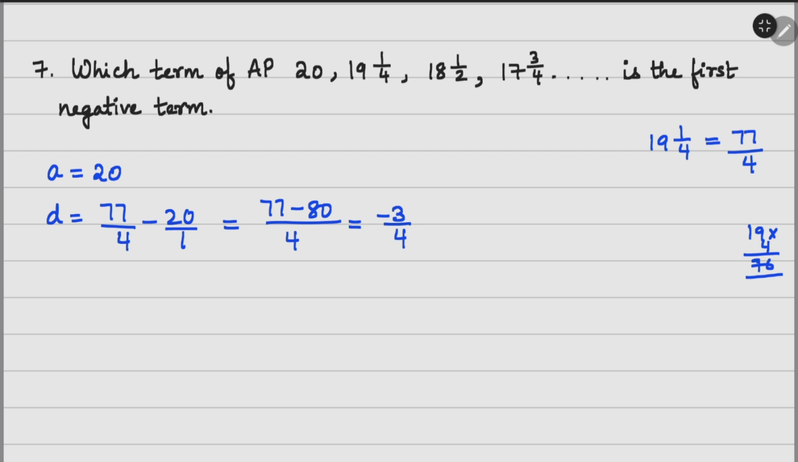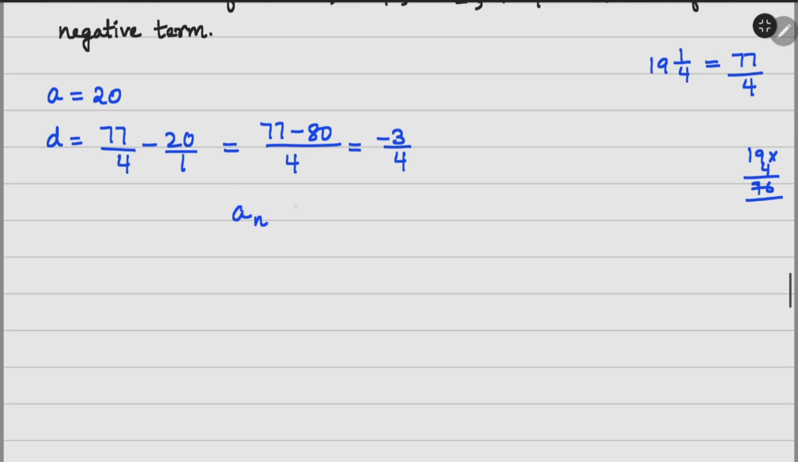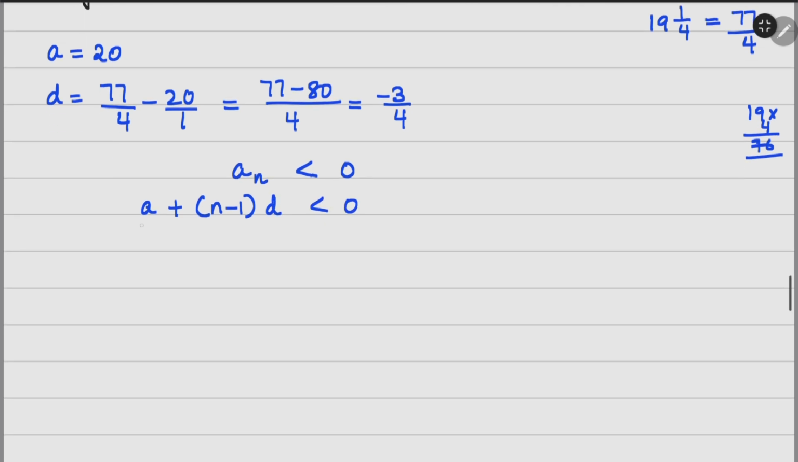You have to find which term, that is, you have to find AN, is the first negative term. So what do you mean by first negative term? Greater than 0 is positive. AN should be less than 0. So let's substitute the formula. A plus N minus 1 into D should be less than 0. What is A? 20 plus. What is N? We don't know N. N minus 1 into minus 3 by 4 should be less than 0.